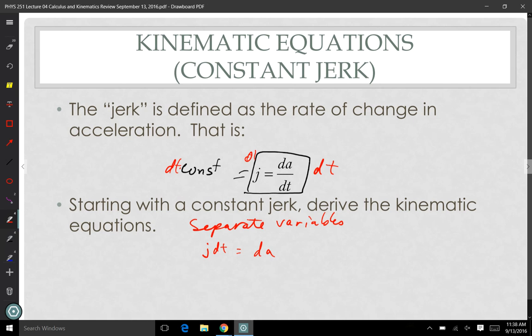J is a constant, so I only have 2 variables, t and a. I have both of them in numerator positions with their d's here. It's all separated. The left side of the equation only depends on time, the right side only on acceleration. So we have 2 independent equations that have to be equal, which means if I integrate both sides, they're still going to have to be equal. So that's what our next step is. We separate variables and then we integrate.